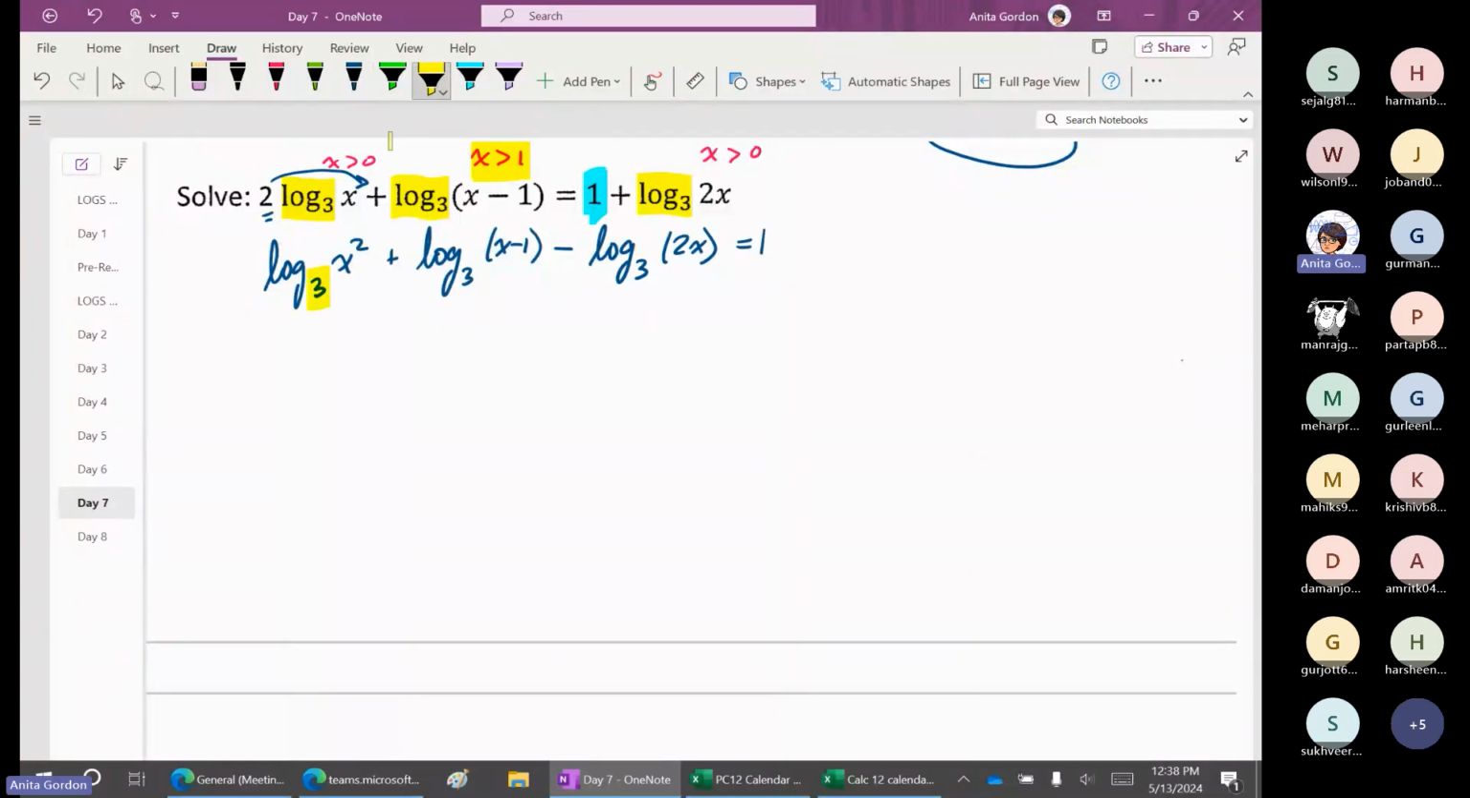All of these have the same base 3. There is a plus here and a minus here. So I can actually combine all of this into one thing. This is going to be log base 3 of. The two things that are plussing now are multiplying together. So this is x squared times x minus 1. And the thing that we are minusing becomes a divide. So this is over 2x equals 1. Okay, I have simplified as much as I can. What's my next move?